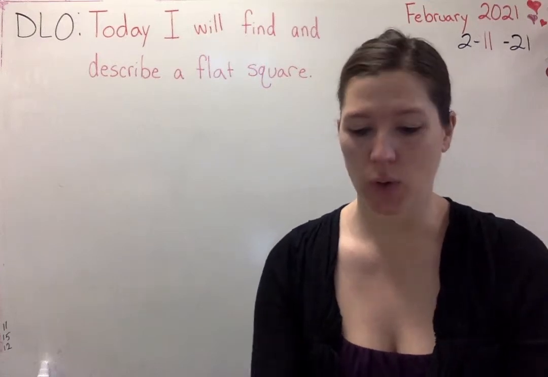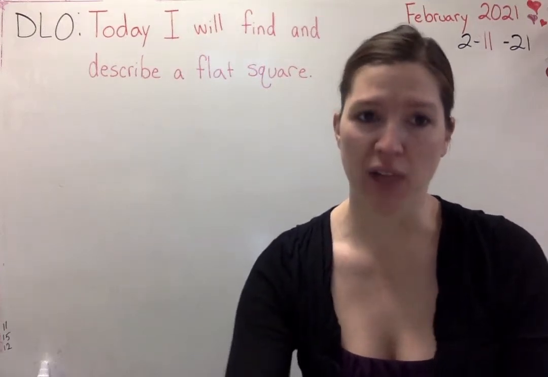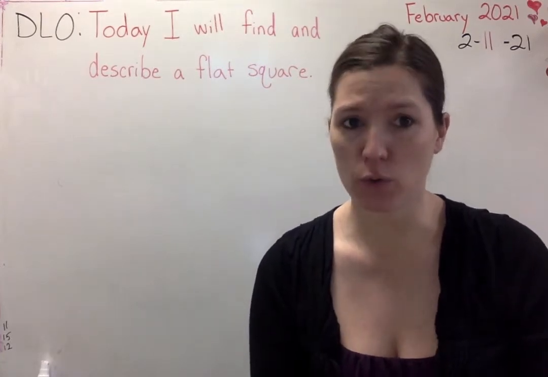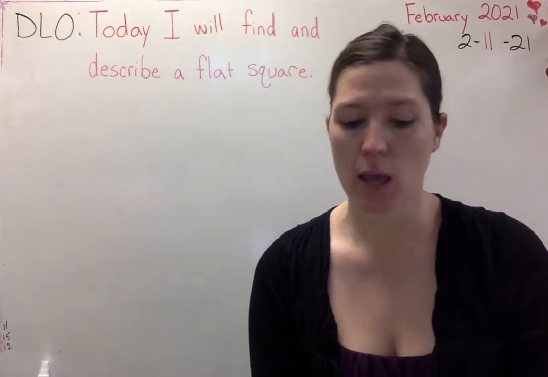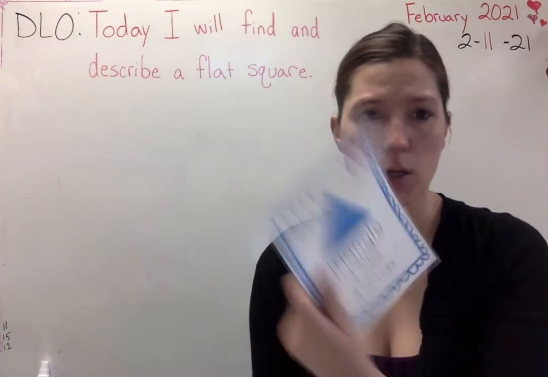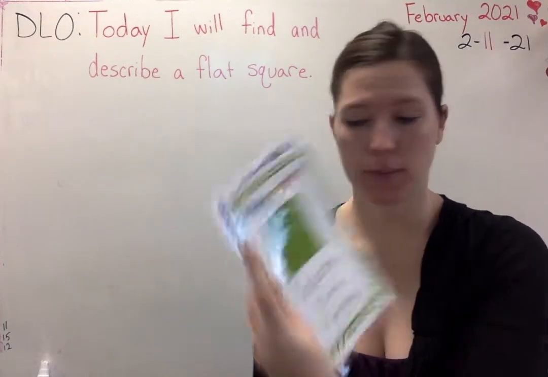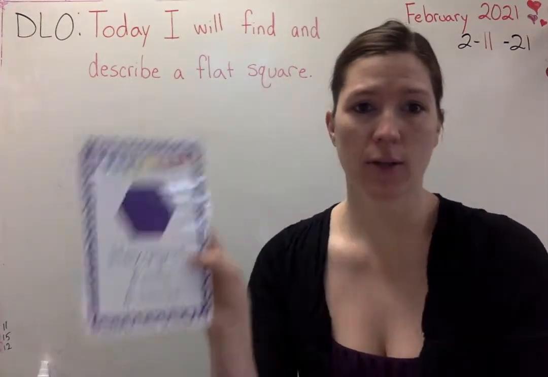Today in math, we're going to talk about our flat shapes. We're only learning 5 this quarter. There's other shapes like ovals and rhombuses and trapezoids, but we're only focusing on triangle, circle, square, rectangle, and hexagon.